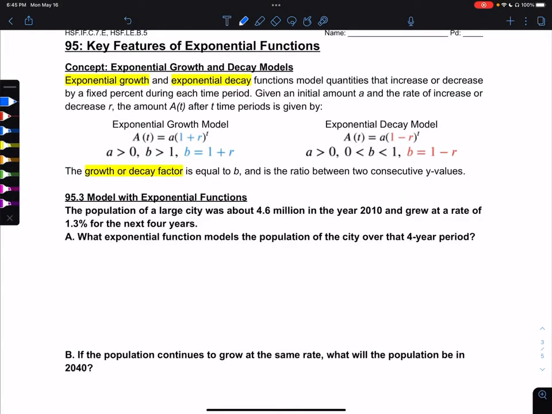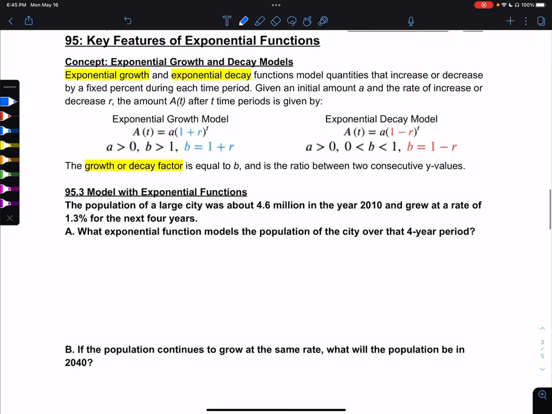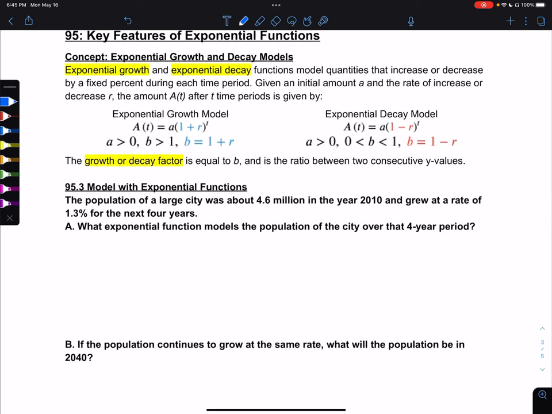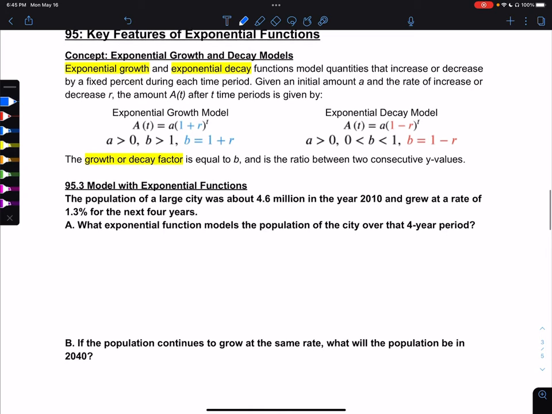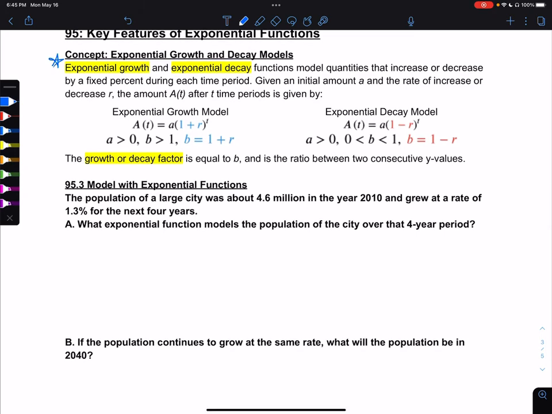In this video, we're going to look at topic 95, example 3, model with exponential functions. So before we get into that, I want to look at the concept of exponential growth and decay models right here. Exponential growth and exponential decay functions model quantities that increase or decrease by a fixed percent, so make sure you keep that in mind, fixed percent during each time period.